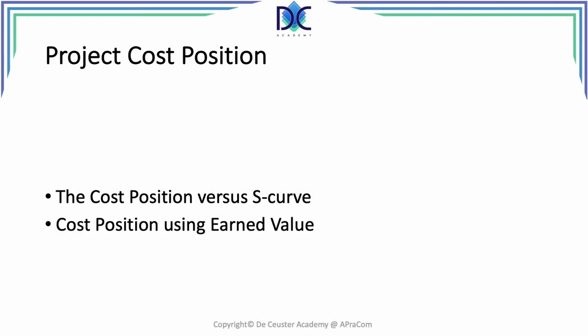In the previous slides, we have been looking at the project schedule position. Now it is time to have a look at the project cost position. What's the position of the project related to cost when I compare it with the S-curve? Or what can we learn from the cost position when we compare it with earned value?